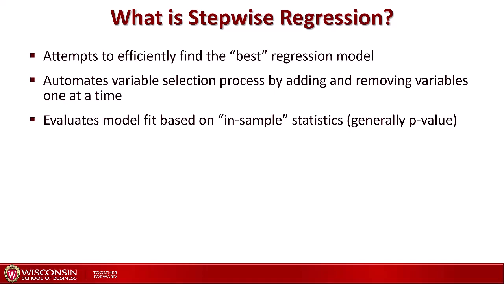Various ways exist to evaluate if a variable should be included, and here we're going to use the p-value, which is an in-sample statistic. For the p-value, the lower the better, so we are going to add variables that have a low p-value. It's an in-sample statistic because it depends only on the data we have in our current sample, and we are not evaluating the performance of the model on an outside sample.